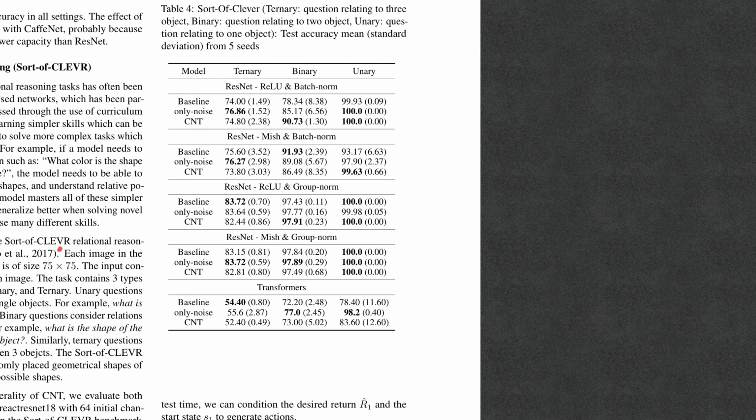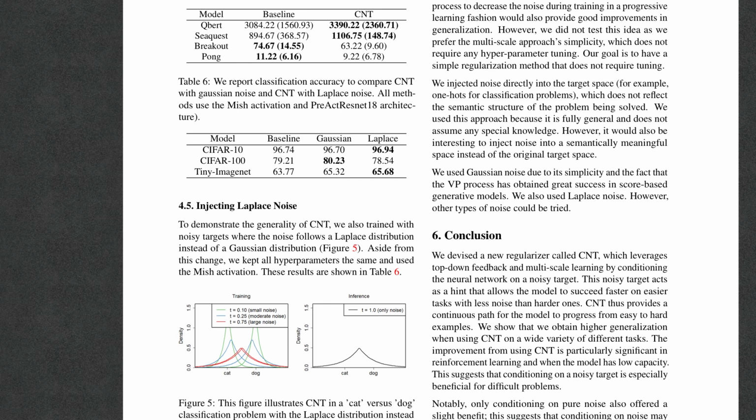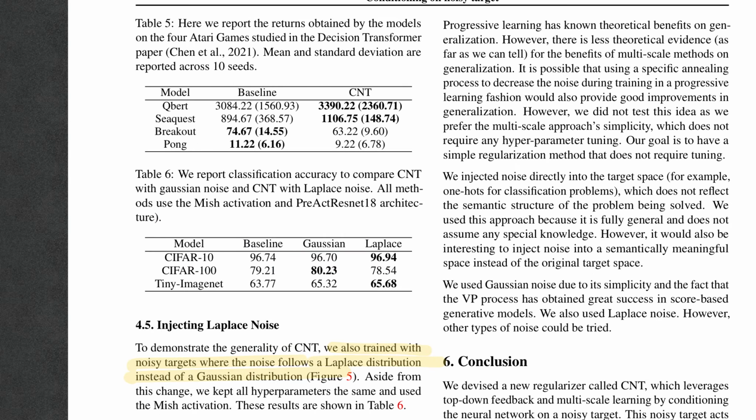You can see the result of the Sort-of-CLEVR task here. CNT seems to be doing pretty good, but again, the improvement doesn't seem to be super huge. For example, for ResNet on the ternary task, the baseline is 74, only noise is 76, and CNT is 74.8, just doing better than the baseline. And for the case of decision transformers, the results also seem to be good.